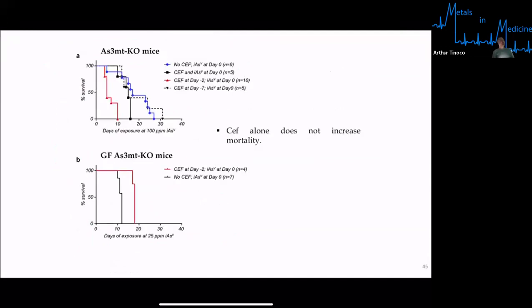All right. So I'm going to go through this one pretty quickly. They also wanted to see, is the molecule itself somehow affecting mortality in a way that's independent? And it turns out that no, the actual molecule itself is not increasing mortality by itself.